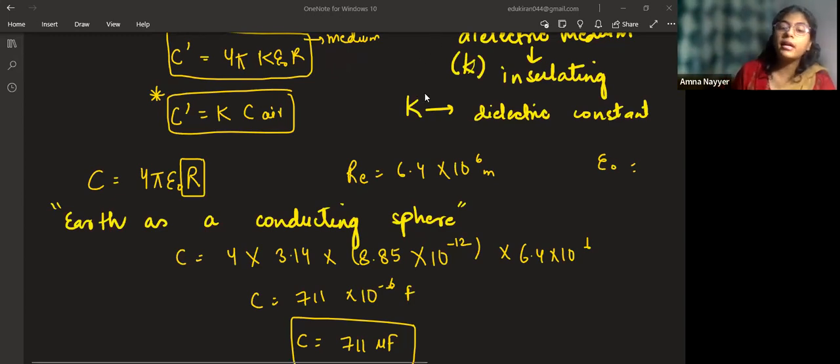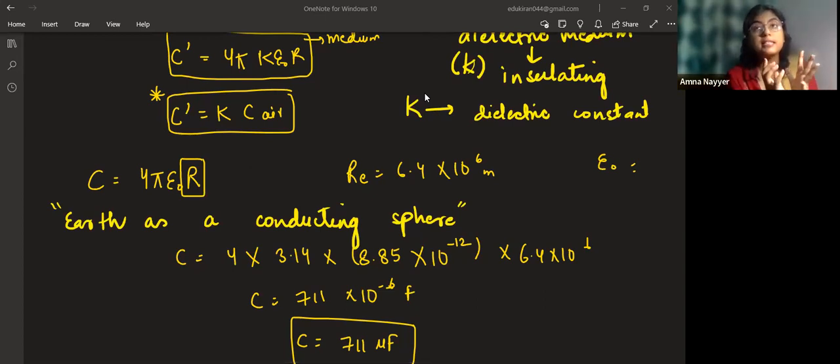So 700 microfarad, 711 microfarad is what? This is the capacitance if our Earth would act as a sphere. This is the capacitance if the Earth's medium is air. Here the medium is air, that's why we have taken 8.85. If the medium changes, in which medium is Earth kept? Earth is in vacuum, so we'll use epsilon naught.